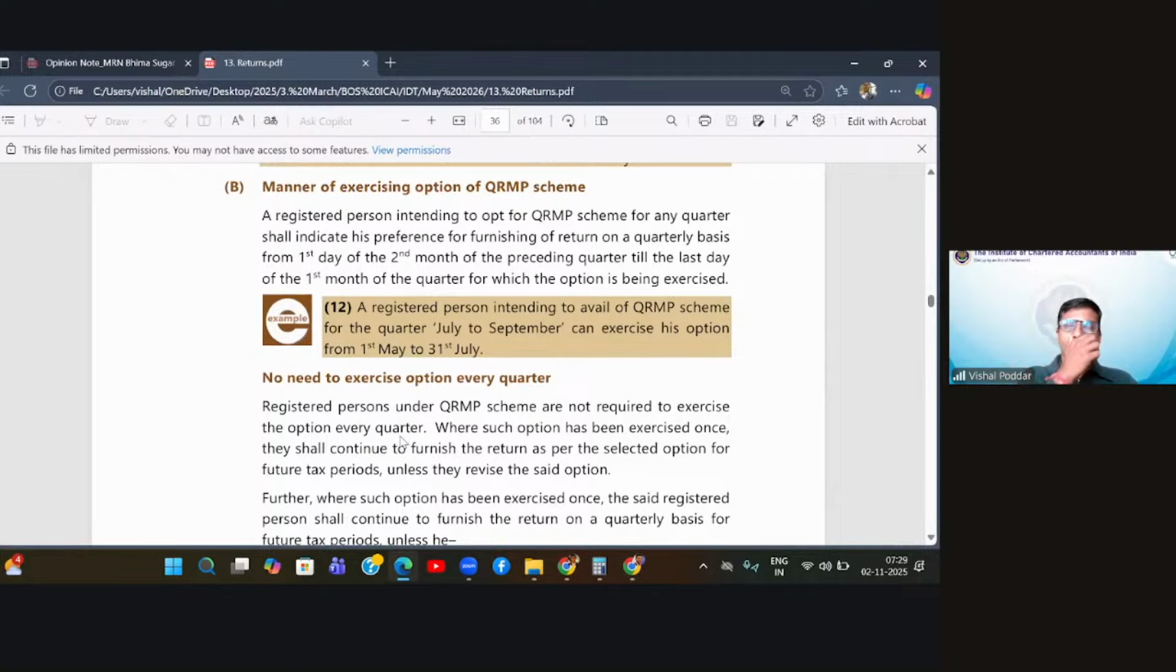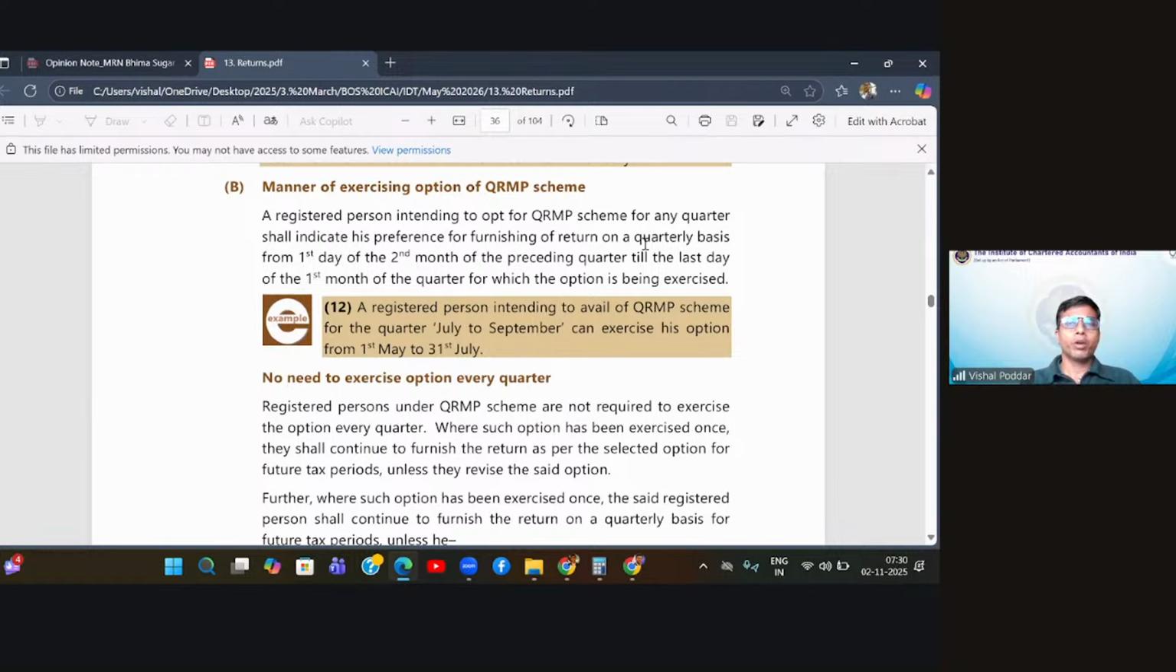So if I want to opt for QRMP, let us say I'm a quarterly return filer. First 2 quarters I did not opt for it. So when I started getting complaints from my buyers that they are not able to get credit immediately, they will stop buying from me. So I may decide to take up QRMP from the 3rd quarter. Now let us say I decide that I want to opt for this option, which I have to do on the portal. This option I can exercise when?